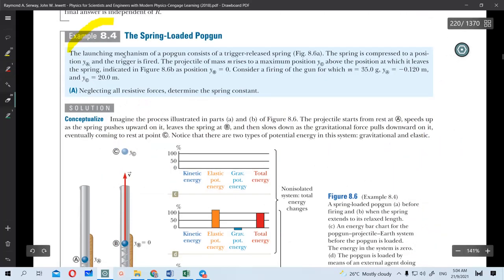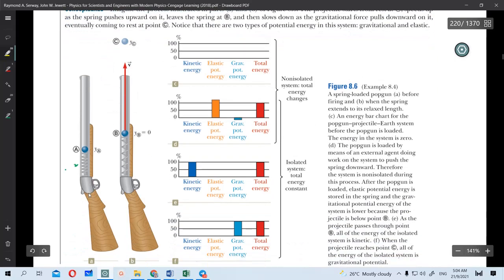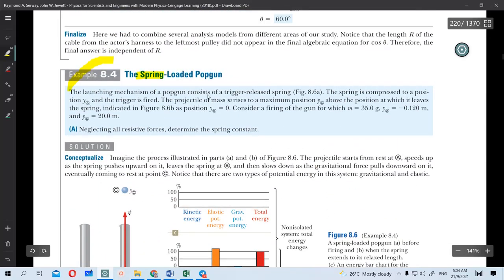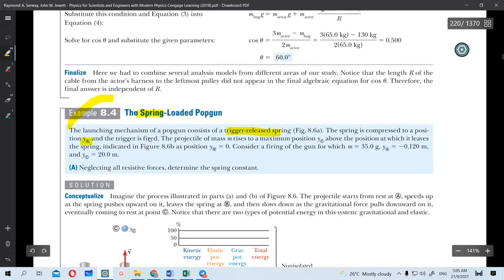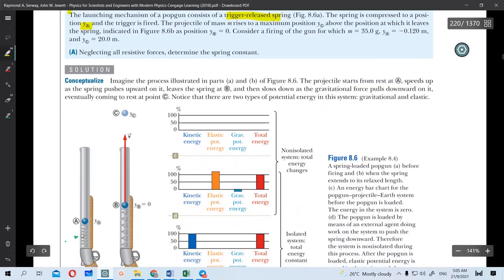Okay, now let's have a look at example 8.4. Now in this example of 8.4, you will find there is an additional energy. What is it? Which is coming from the spring. Now, as given in the figure, this is a mechanism where there is a spring here. So we call it a trigger release spring. Now, spring is compressed to a position of YA. So this is YA just now being compressed. A projectile M then rises to a maximum position YC. Okay, this is what happened.